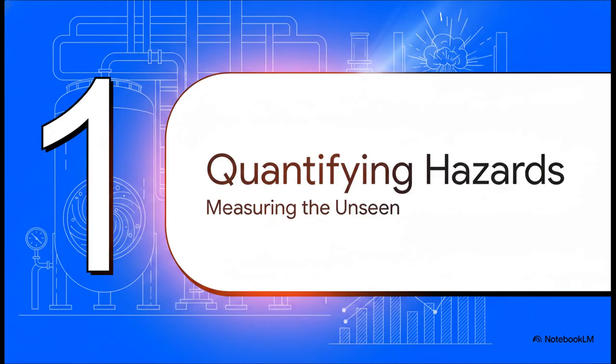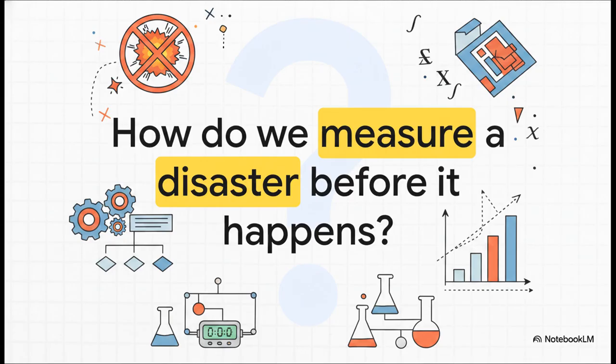Okay, Section 1. Quantifying industrial hazards. How do we measure the unseen? Now, in industrial chemical processing, we aren't exactly just mixing ingredients in a kitchen bowl. We're orchestrating violent chemical reactions on a massive, massive scale. And managing that requires completely removing any guesswork from the equation.